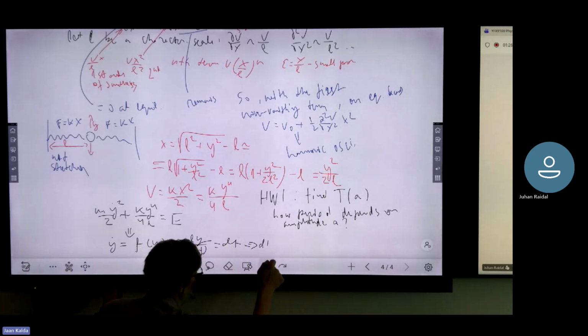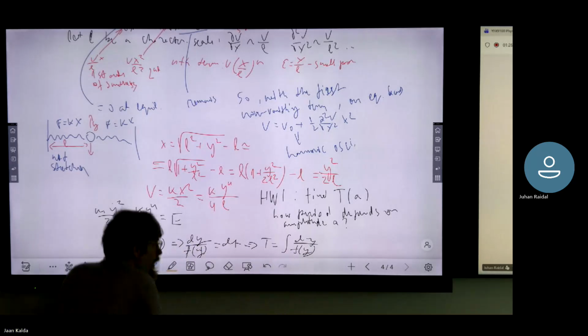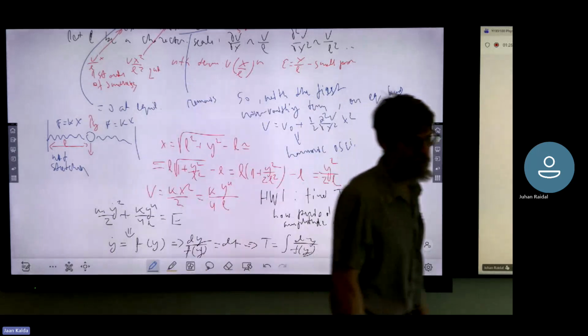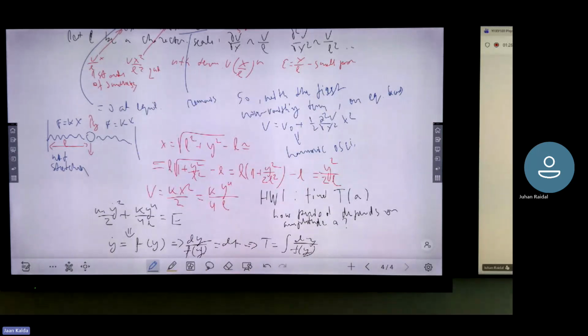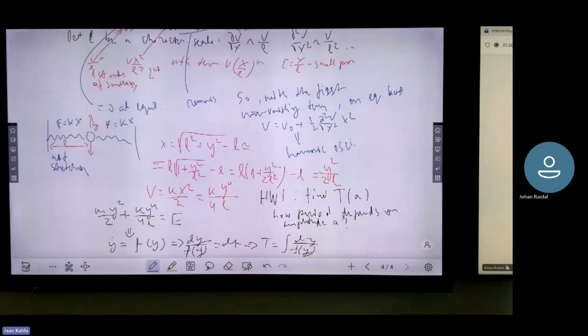And from here, the period is the integral of dy over f of y. So that's how you obtain it. Now you obtain here an integral, and actually, even without taking the integral, you can make it dimensionless and see how it depends on parameters.